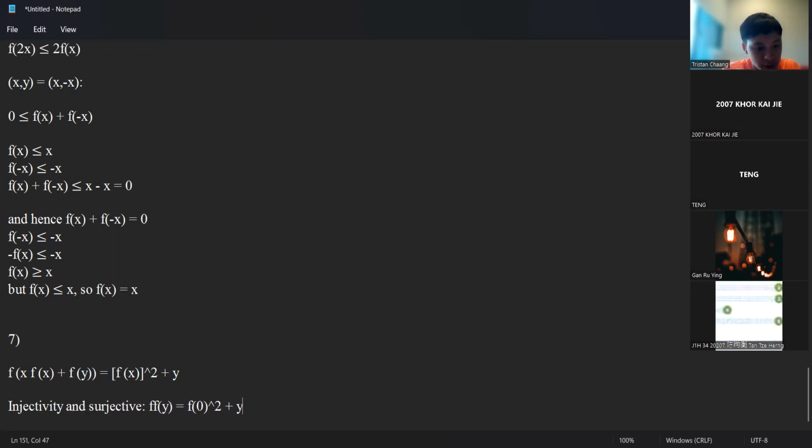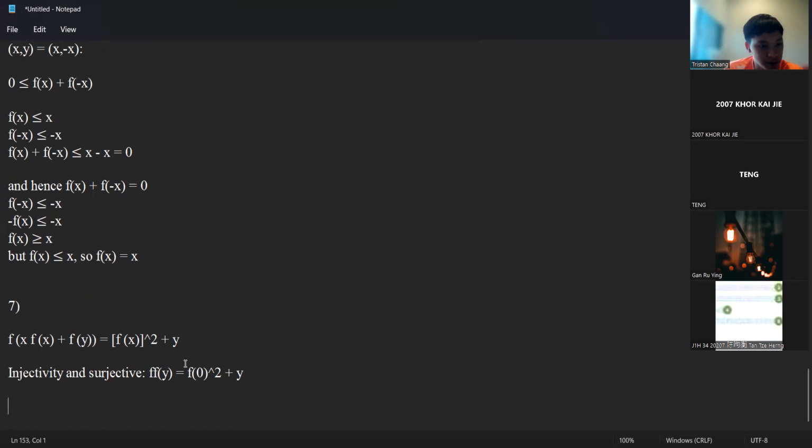So hopefully you can see it immediately by now without me writing the whole procedure again. Because the left-hand side is ffy, so whenever you have fa equals fb, you can transition it to the right-hand side. And the surjectivity, because this is any real number. So f is bijective. What next?